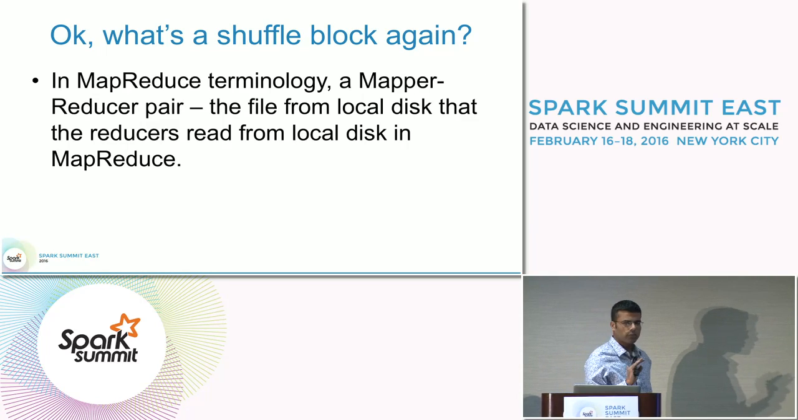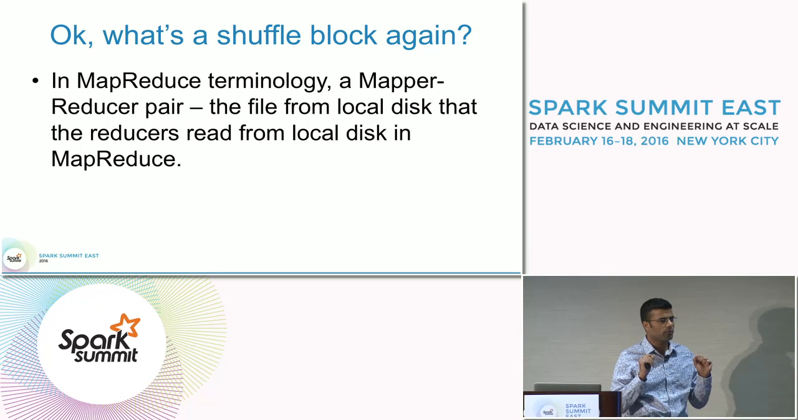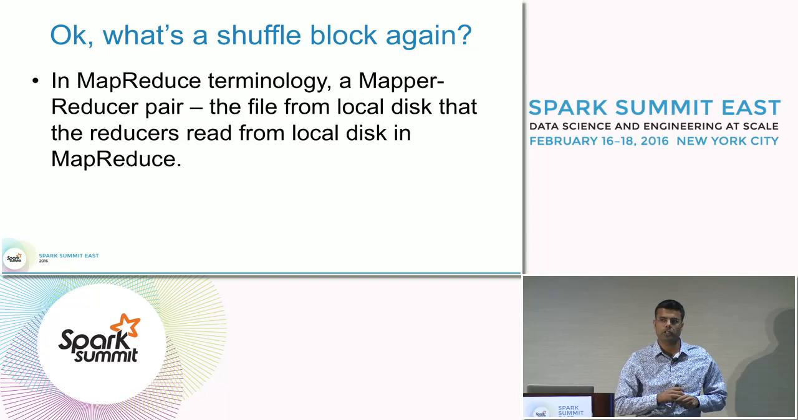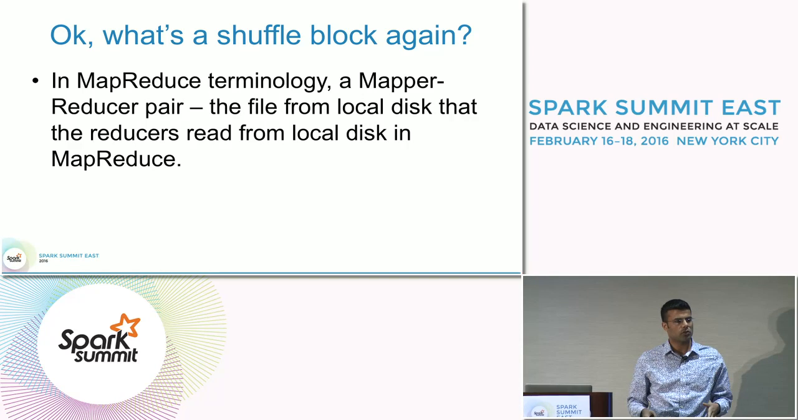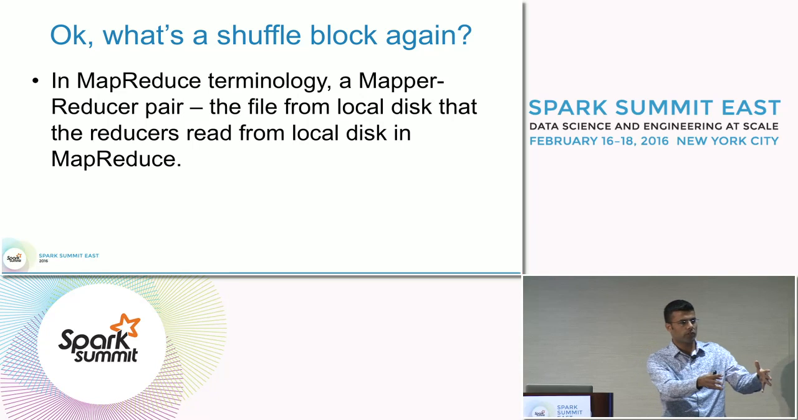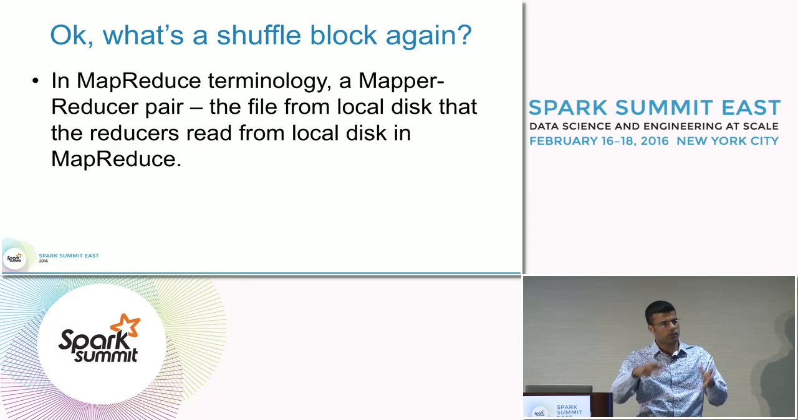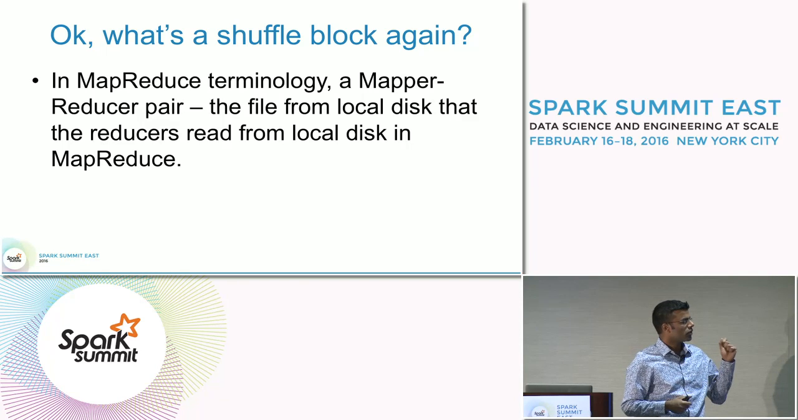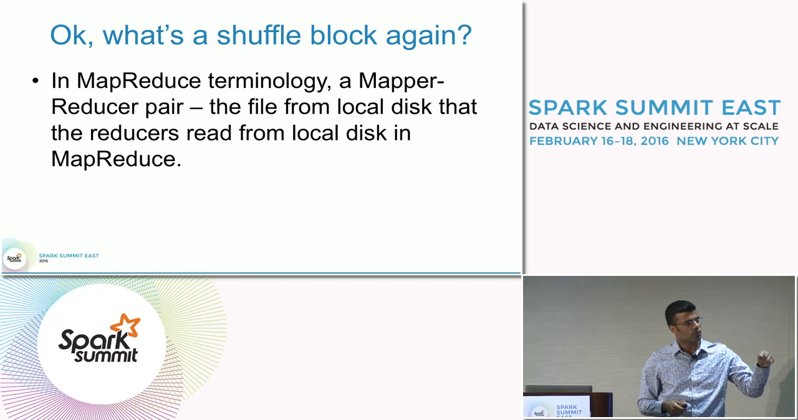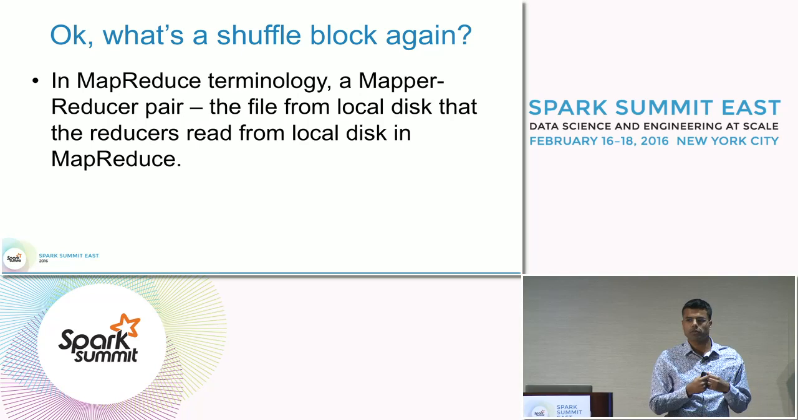So in MapReduce terminology, I know Spark and MapReduce are not the same, but it's easy to explain in MapReduce terminology, so I'm going to use that. In MapReduce terminology, when you have a mapper that does something, it writes data to local disk, and the data gets shuffled around, and a copy gets written to a reducer. This is called reducer local copy, which then reads and then runs a reduce process on it. So the file on local disk that the reducers read is essentially an equivalent of a shuffle block.